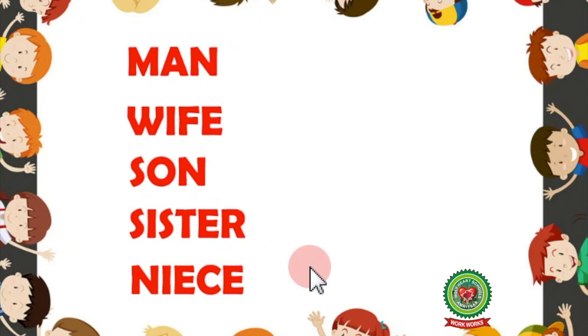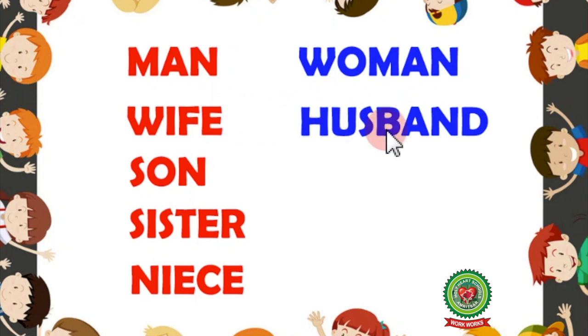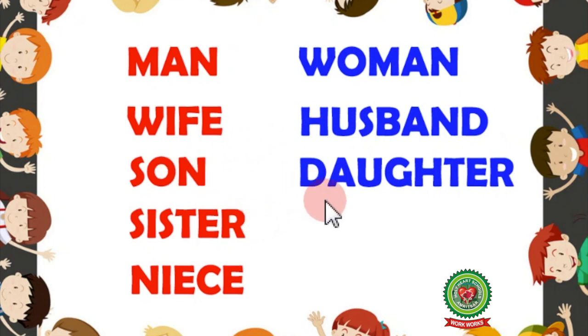Well, I hope till now you have done that. Let's check the answer. Man, woman. W-O-M-A-N, woman. Wife, husband. H-U-S-B-A-N-D, husband. Son, daughter. D-A-U-G-H-T-E-R, daughter.